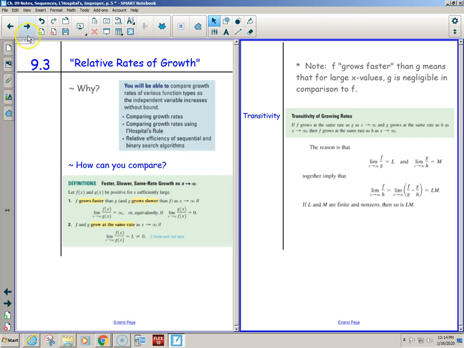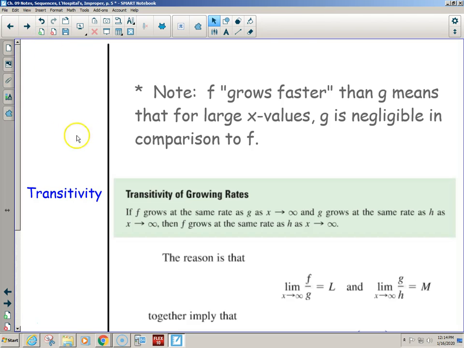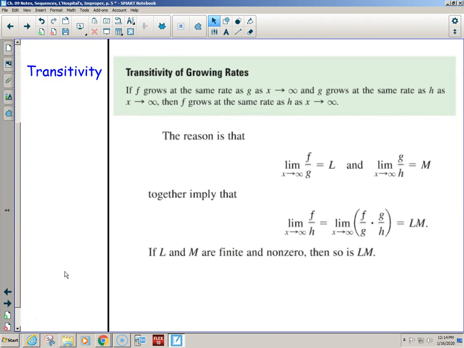There is this idea of transitivity of growth rates. You guys remember things like the associative property, the commutative property, distributive property, etc. This is kind of like a transitive property. If F grows at the same rate as G as X goes to infinity, and G grows at the same rate as H, then F will grow at the same rate as H. We're kind of used to some more basic properties of math following that type of if A equals B and B equals C, then A equals C. Just saying that kind of works for limits as well.